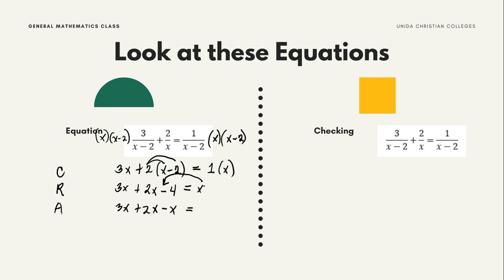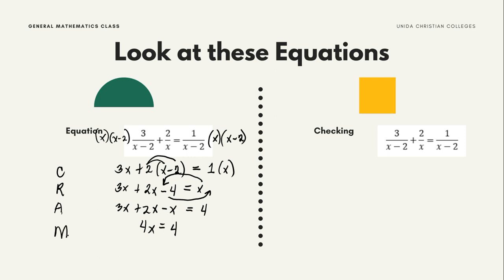And then, it is equal to, and then the constant, which is negative 4, transpose sa kanan, then it will become positive 4. Okay. And then, add na natin. So, same sila ng term. So, copy the variable, which is x. Solve for the leading coefficient. So, 3 plus 2, that is 5. 5 minus 1 is 4. So, we have 4x is equal to 4.